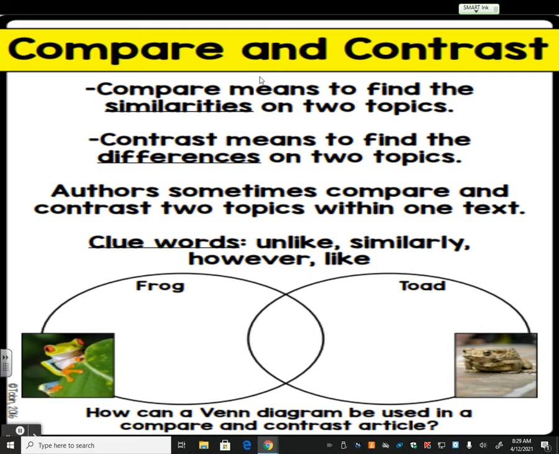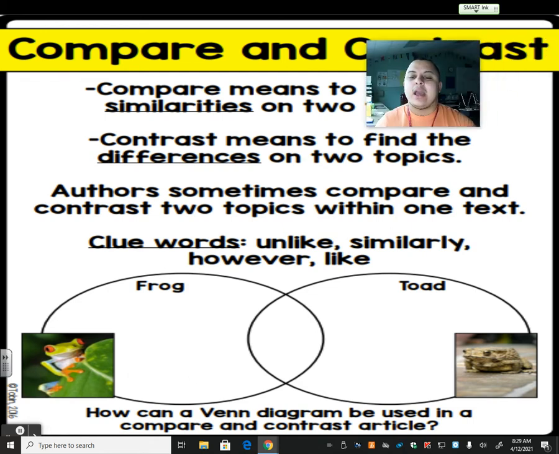Well, if you're reading an article about amphibians, for example, that would be a frog and a toad. The article might tell you a lot about frogs and a lot about toads, and it might tell you how they're similar and how they're different. So a graphic organizer, the two circles, just helps you put your thoughts on paper and organize them. That's why it's called a graphic organizer.